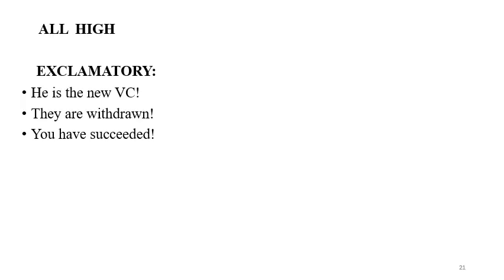While for an exclamatory sentence, that is, a sentence that requires the use of exclamation, we use an all-rising tune. For example, he's the new VC! They are withdrawn! You have succeeded! Oh God! Oh goodness! All these have what? A kind of all-high tune.